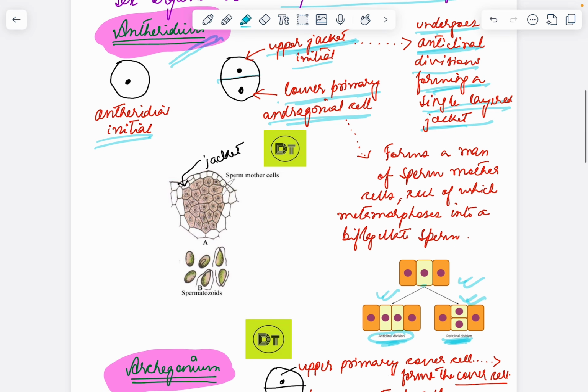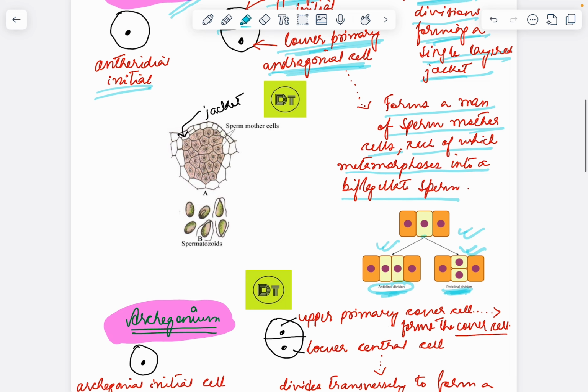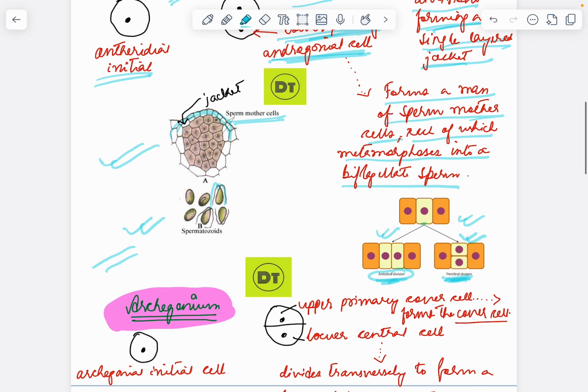Then what will happen to the lower primary androgonial cell? It forms a mass of sperm mother cells, each of which later metamorphoses into a biflagellate sperm. Later means during maturity. So this is a picture. What happens here is a jacket layer is formed, and inside the jacket layer there are a large number of androcytes or the sperm mother cells, and each of them will later mature to form biflagellate sperms. Okay, this was about the development of antheridium in Lycopodium.